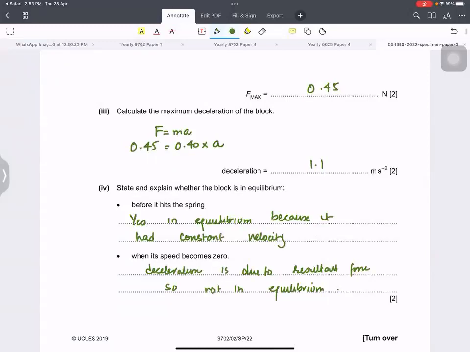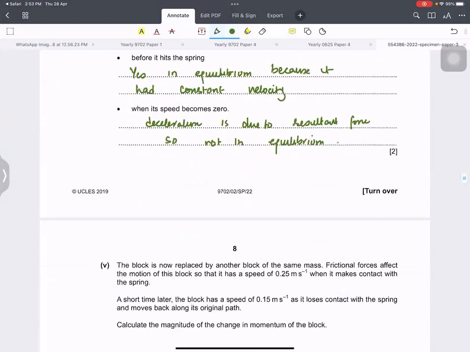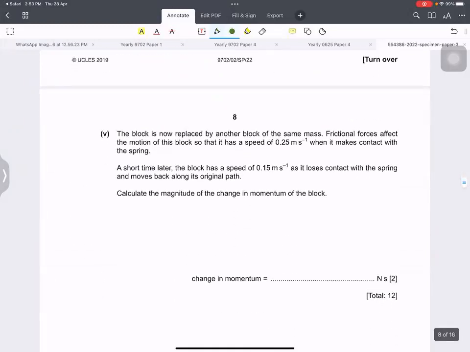All right. Then the block is now replaced by another block of same mass. Friction force affects the motion of the blocks. Its speed is this when it makes contact with the spring. A short time later, the block has a speed of this. It loses contact with the spring. Calculate the magnitude of change in momentum.